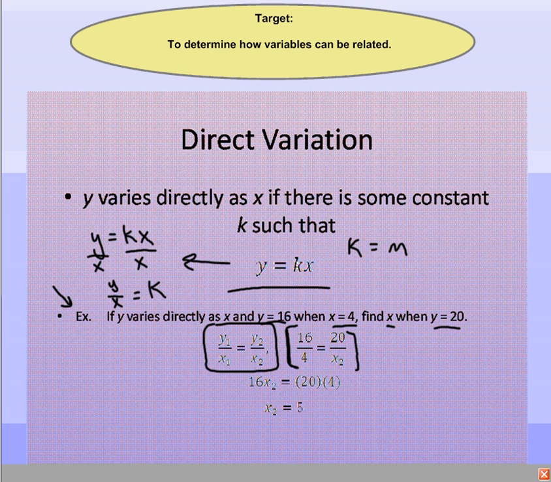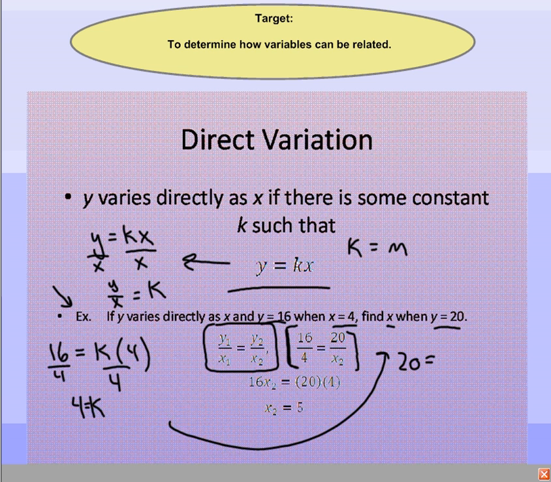A second way that you can answer this question is you could set up an equation. You could set up that 16 equals k times 4, where 16 was your first y value, and 4 was the x value that got you that 16. And then you can solve for k. What you would find is that the constant of variation is 4. So when you want to find x when y is 20, you set up the equation where 20 equals your k value times x. Divide both sides by 4, and you find that that other x value is 5.